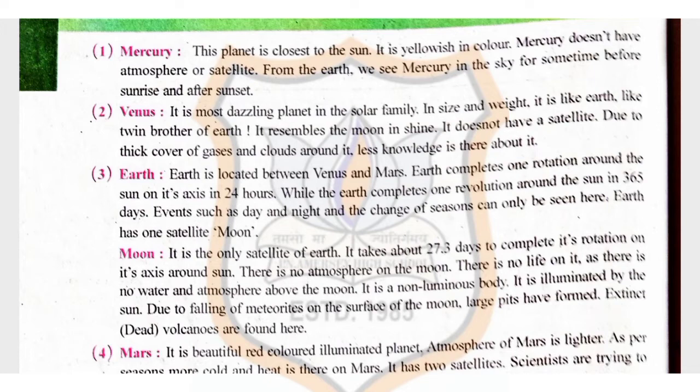Number 2, Venus. It is the most dazzling planet in the solar family. In size and weight, it is like Earth, like a twin brother of Earth. It resembles the moon in shine. It doesn't have a satellite. Due to the thick cover of gases and clouds around it, less knowledge is available about it.